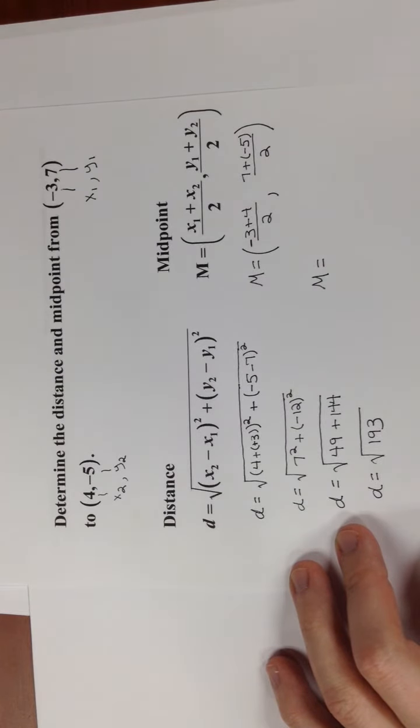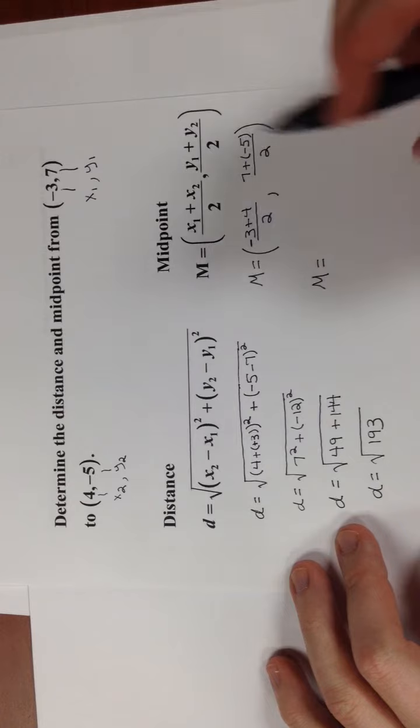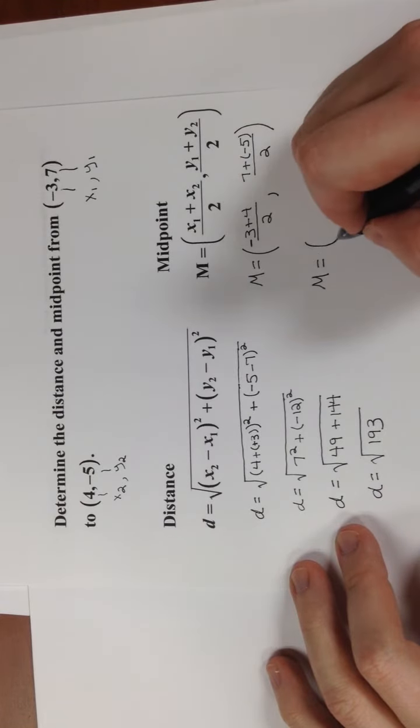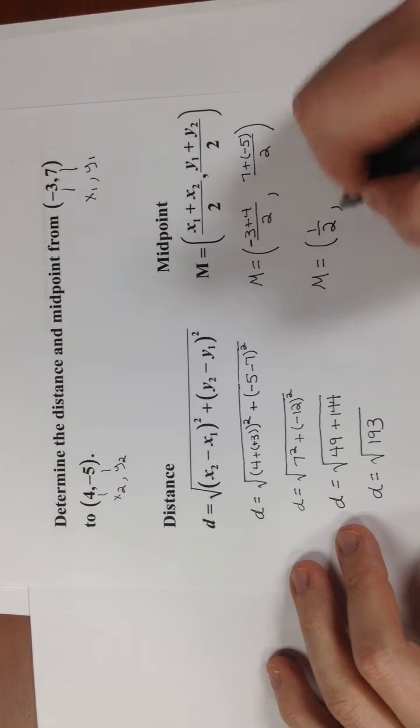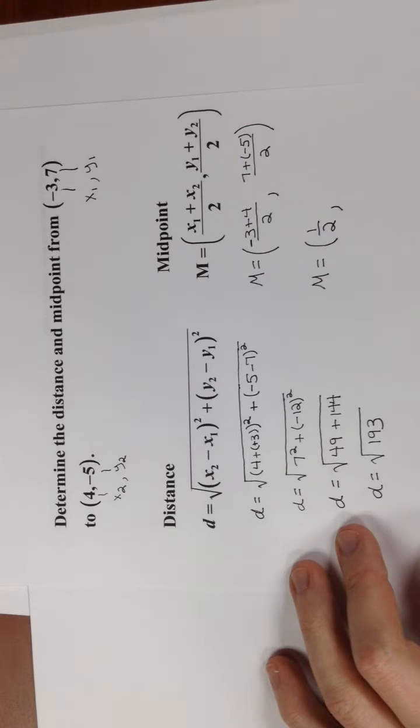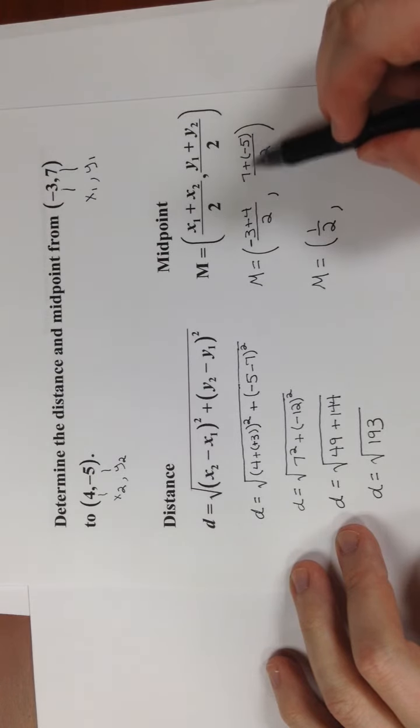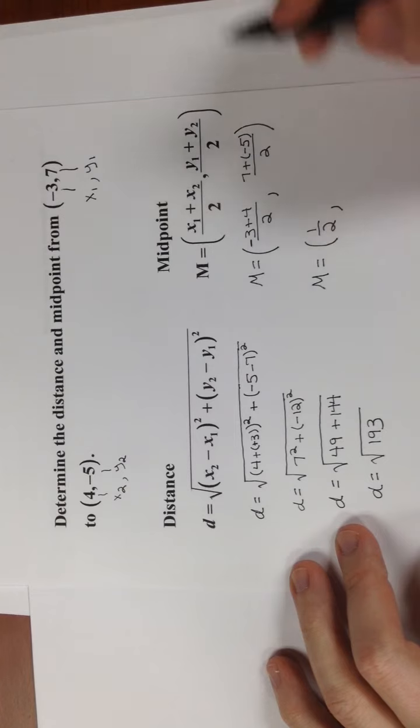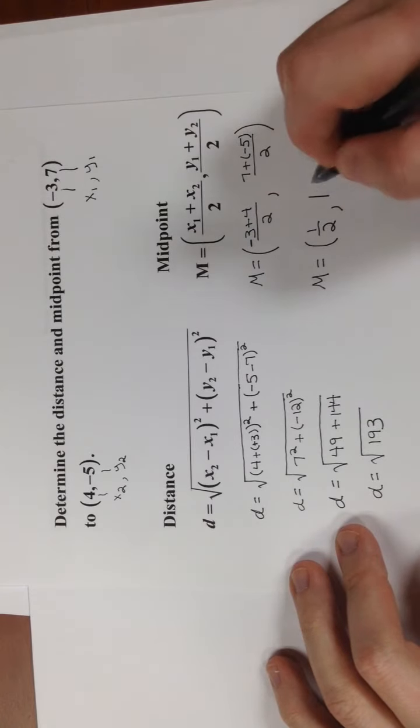And we have for the midpoint, -3 plus 4, it's going to be 1 divided by 2. So we have a non-integer first coordinate value, where at the midpoint the x value will be at 1/2. As for the y value of the midpoint, we have 7 plus -5, or 7 minus 5, which will be 2 divided by 2, which will be 1.